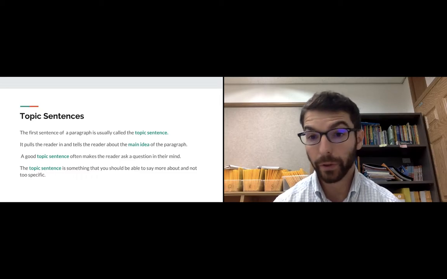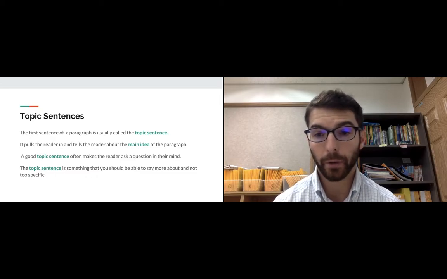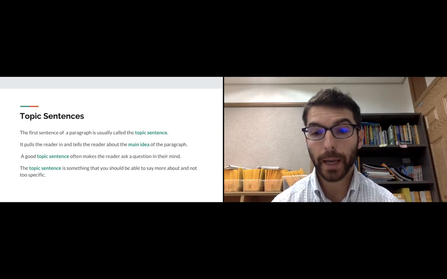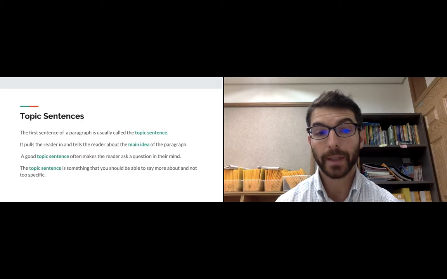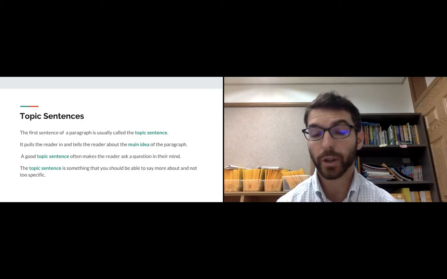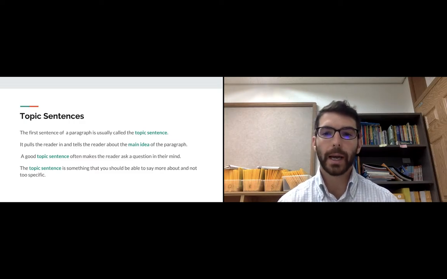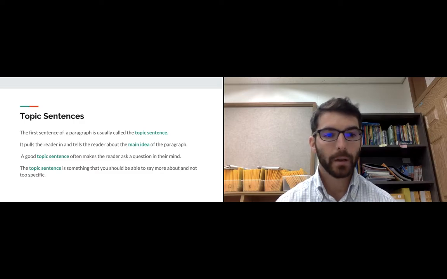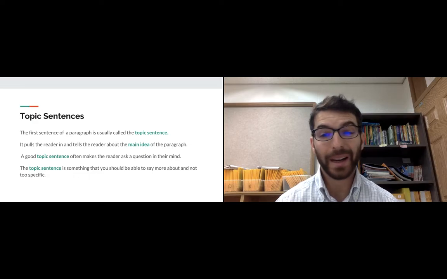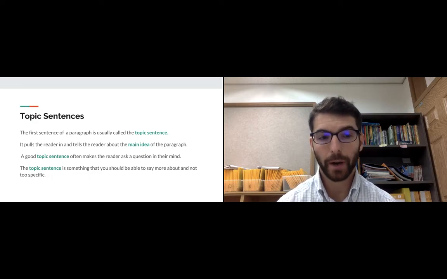Okay, so whenever you're looking for a topic sentence when you're reading, it should state in some way what the main idea of the paragraph is. A good topic sentence often makes the reader ask a question in their mind, like, oh, what's coming next? Or, I wonder why that person said that? Or, what are the reasons for this idea? The topic sentence is something that you should be able to say more about, and it shouldn't be too specific. All right? Let's look at a few examples of not so good topic sentences and see how we can improve them.